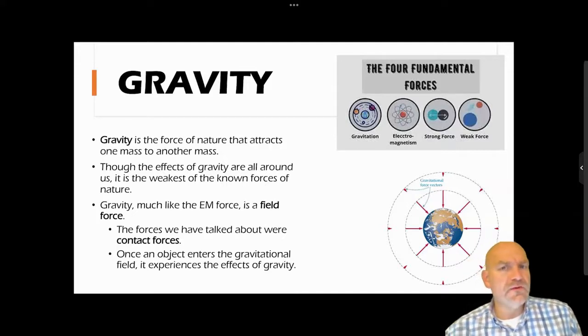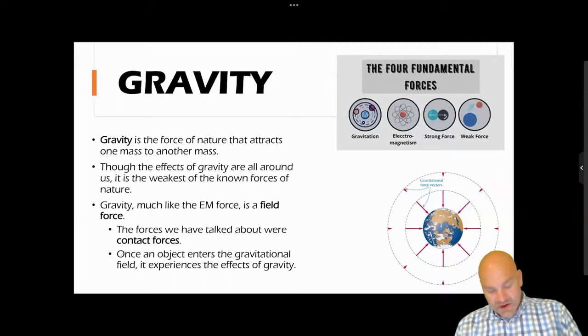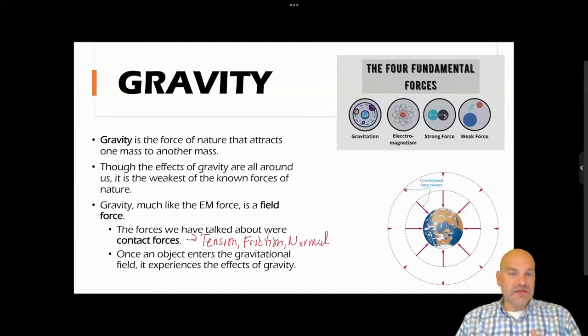And up until this point, all the forces that we really discussed have been what we call contact forces, right? So forces like tension, friction, okay, and that normal force that we talked about when we did friction in Unit 2. Okay, now what happens is once you get into a gravitational field, you're going to experience the effects of gravity.